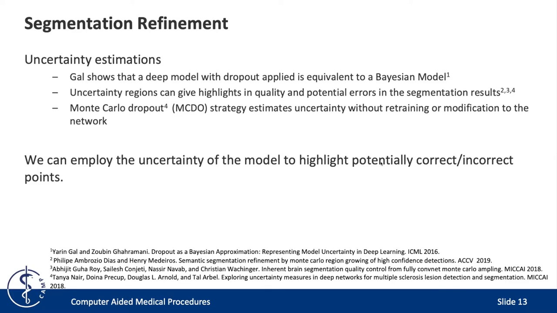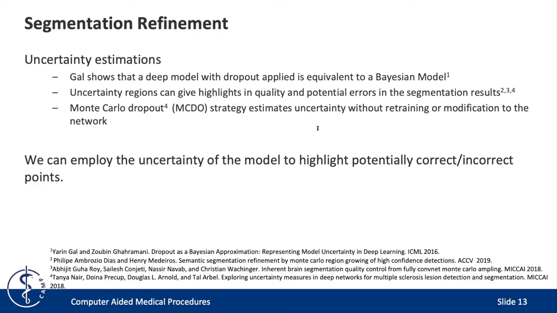Also, we have some works that have shown that the uncertainty regions have the potential to bring highlights about the quality and potential errors in the segmentation results. And that's the thing that is interesting for us, because we want something that tells us, okay, this pixel might be wrong, and we need to take this into account for the refinement process. And also another nice point about the proposal of Yarin Gal is that the Monte Carlo dropout, as they call their method, can estimate the uncertainty of the network without retraining or without any modification to the network. So that's something good that we would like to have in our refinement process.